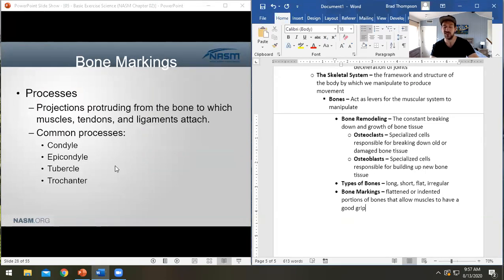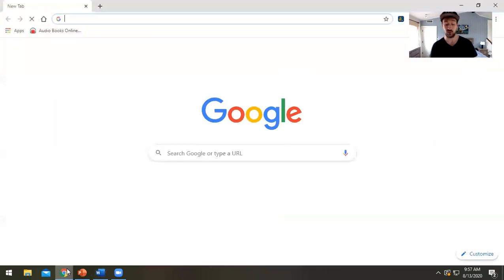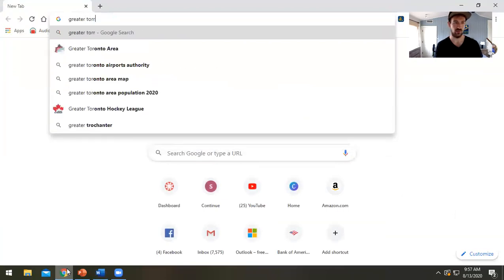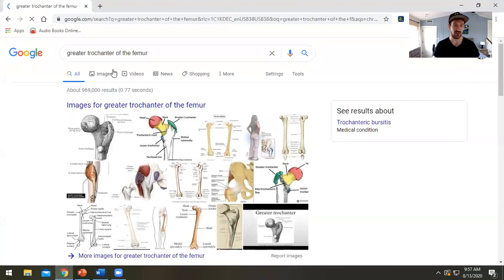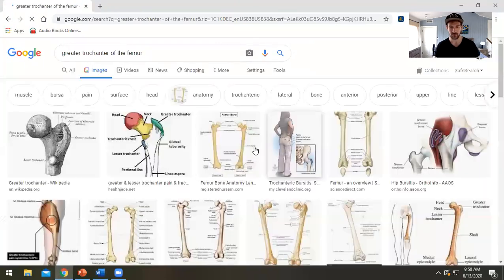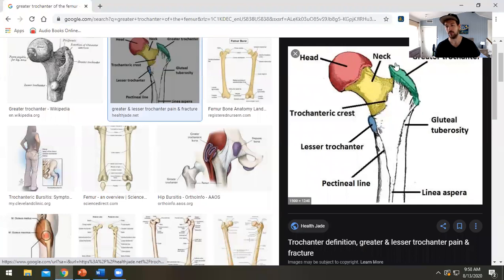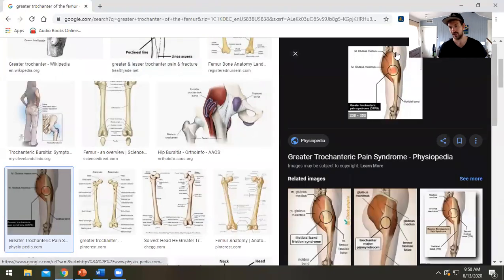So condyles, epicondyles, tubercles, trochanters, things like that. The most common one that you're going to see, that we talk about all the time, is your greater trochanter of the femur. It's this big knob right here. This is the head of your femur, but this is your greater trochanter right here. That's actually where your TFL attaches. This little muscle runs in your hip from the top over here and inserts. It's also where your gluteus medius inserts as well.